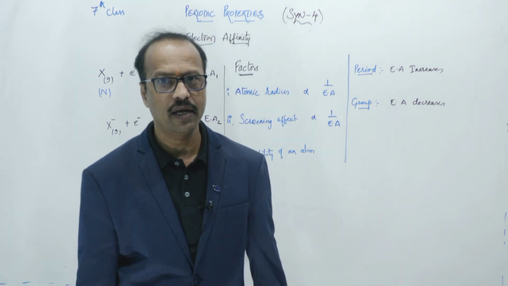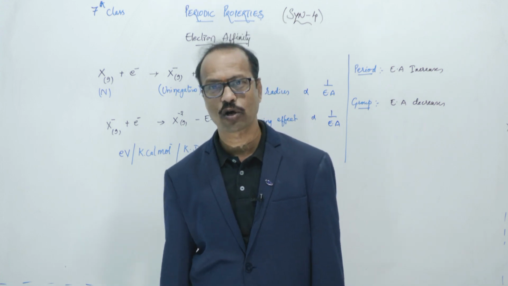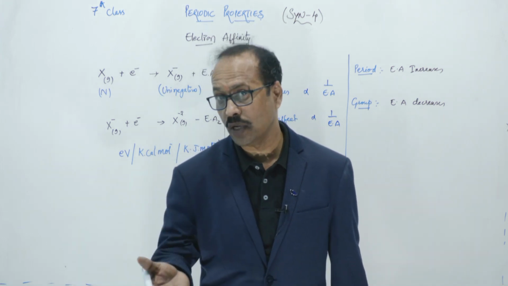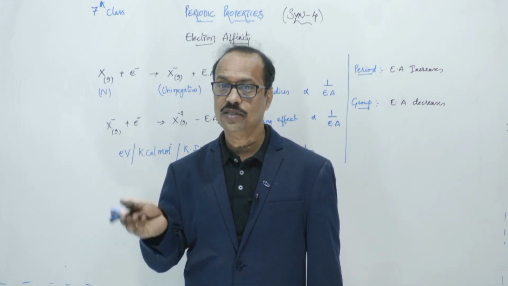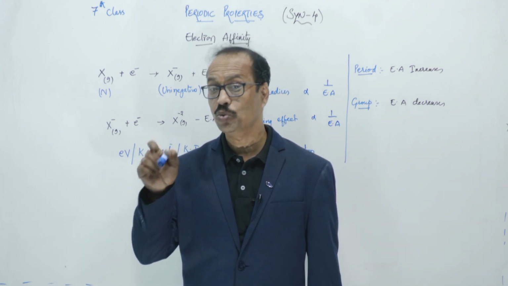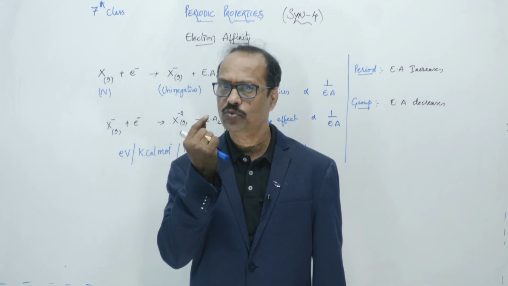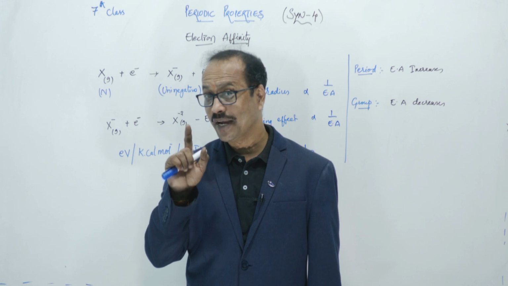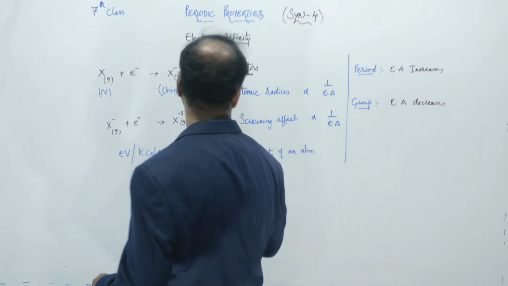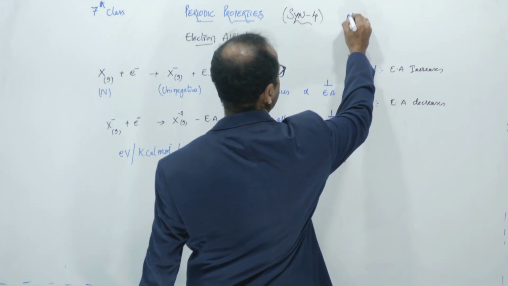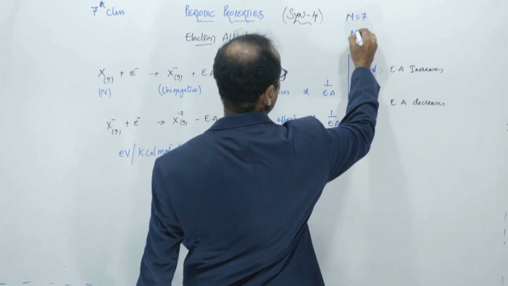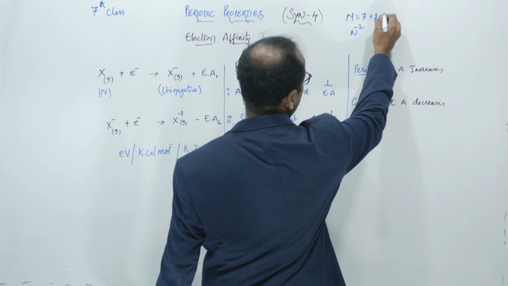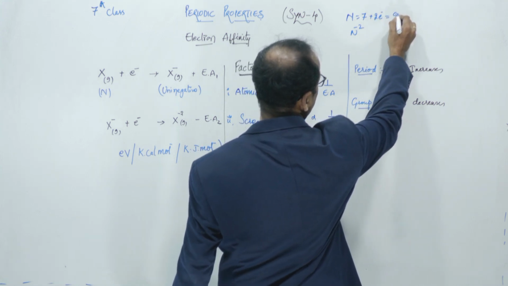Why N2? Because nitrogen's atomic number is 7, but N minus 2 is given, which means it has already taken 2 electrons. So when nitrogen has taken 2 electrons, 7 plus 2 becomes 9 electrons. So just 1 electron is required to attain stability. It should have 8 electrons here. What is the nitrogen atomic number? 7. So here N minus 2 is given. Minus 2 means what? The nitrogen has taken 2 electrons, so 7 plus 2 total becomes 9 electrons.